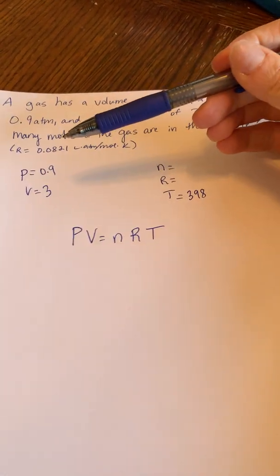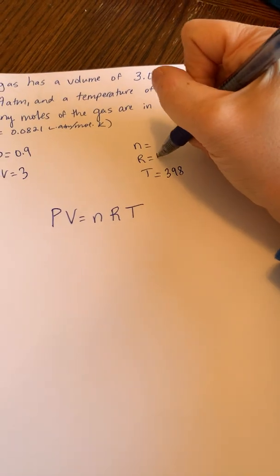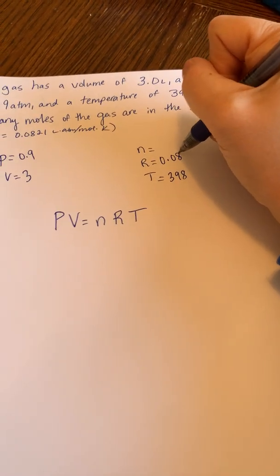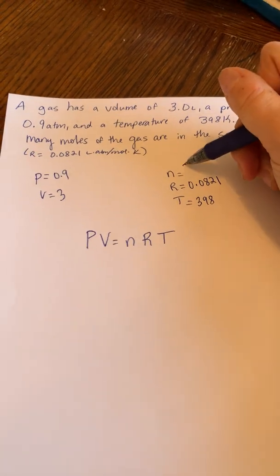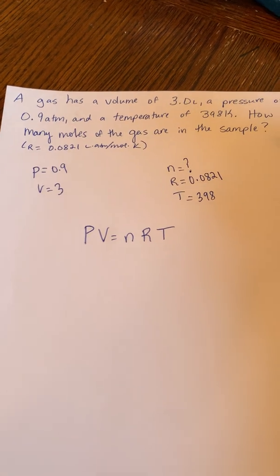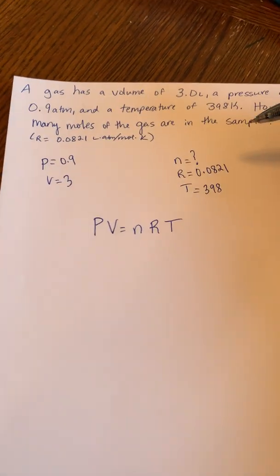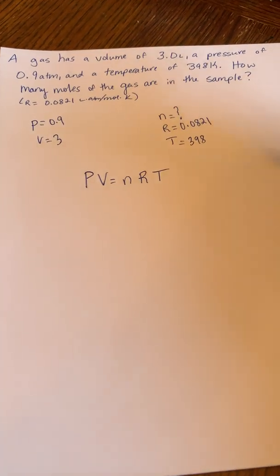And then here is your R value. So that means R is always 0.0821. And we are not given moles, which is N. Okay. So that just means you'll solve for N. So you're just going to plug these numbers into this formula.